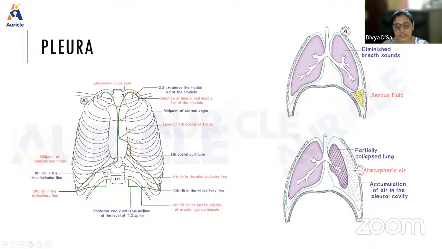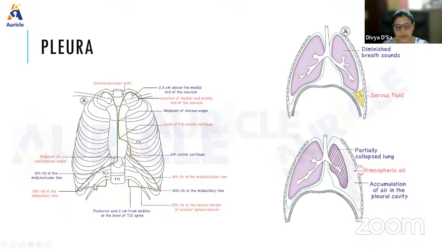Okay, so this gives the diaphragmatic pleura. And on the right side, the same thing, midpoint of the xiphisternal joint. Then you mark the midpoint, that is the 8th rib in the mid-clavicular and the 10th rib in the mid-axillary line. Okay, so that will give the diaphragmatic pleura. Okay, so the same thing continues behind also.